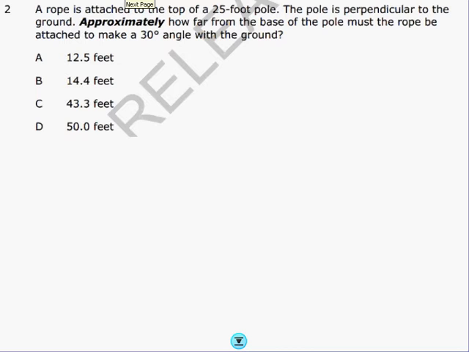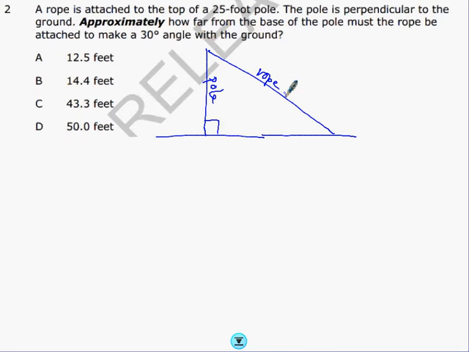A rope is attached to the top of a 25-foot pole. The pole is perpendicular to the ground. Ground, pole, perpendicular, and the rope. How far from the base of the pole must the rope be to make a 30-degree angle? All right, so obviously this is a triangle. More trig. Here's the rope. We're going to make a 30-degree angle with the ground. So 30 degrees is right here.